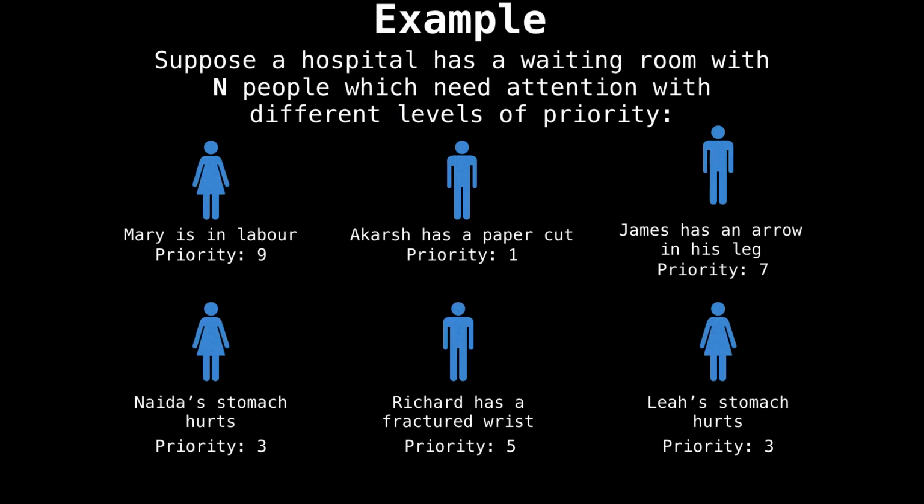Suppose a hospital has a waiting room with n people, which need different levels of attention. Each person in the waiting room has a certain condition that needs to be dealt with. For instance, Mary is in labor, so she has a priority of 9. Akarsh has a paper cut, he has a priority of 1. James has an arrow in his leg, he has a priority of 7. Naida's stomach hurts, she gets a priority of 3. Richard has a fractured wrist, so his priority is 5. And lastly, Leia also has a stomach that hurts.